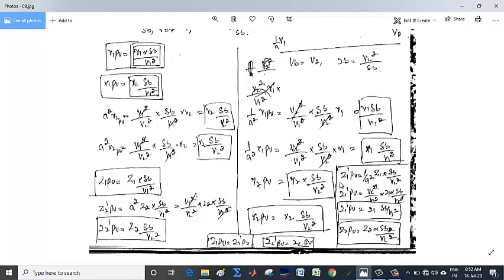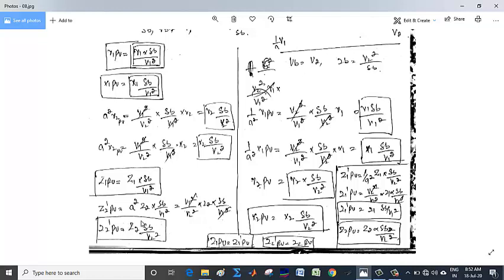So in general, you can see here Z1 per unit is equal to 1 by A square Z1 into SB divided by V2 square. So Z1 dash per unit will be equal to V2 square by V1 square into Z1 into SB divided by V2 square. This V2 square and V2 square will cancel out. Z1 dash per unit, that is Z1 referred to primary, per unit will be Z1 into SB divided by V1 square. That is the same. You can see it here. Similarly, we can prove that Z2 per unit will be equal to Z2 into SB divided by V2 square.